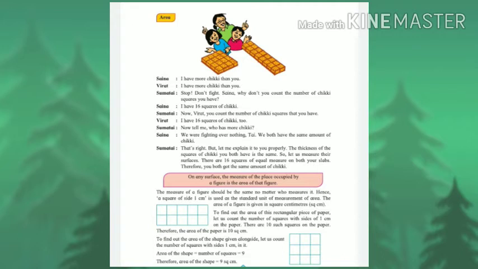Sumatai: That's right, but let me explain it to you properly. The thickness of the squares of chikki you both have is the same. So, let us measure their surface. There are 16 squares of equal measure on both your slabs. Therefore, you both got the same amount of chikki.